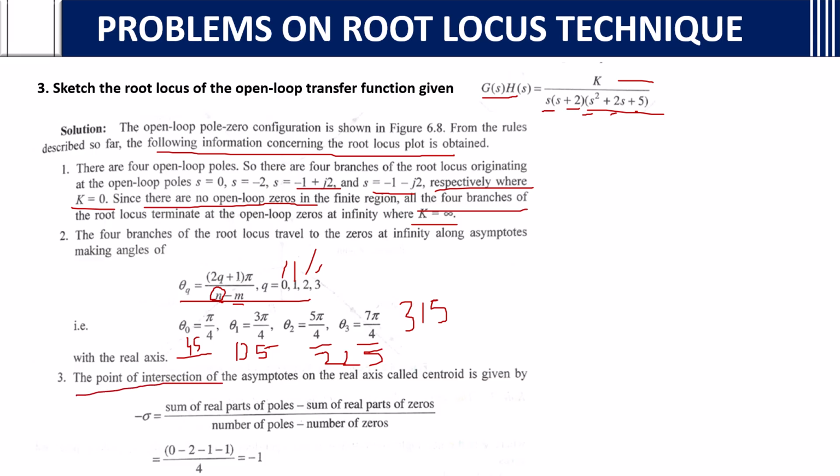Okay. The point of intersection, again asymptotes, how you will find? 0 minus 2 minus 1 minus 1. All the poles by number of poles. There are no zeros, so minus 0 only. Minus 0. So what you will get? Lastly minus 1 at the point of intersection.